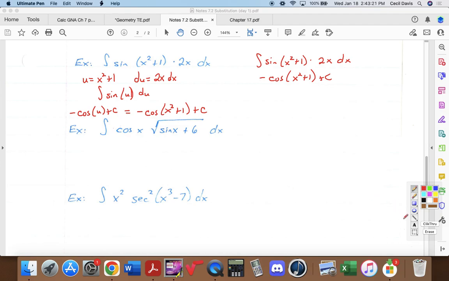All right, for this next one, the very first thing I would do would be to rewrite it so that it's easier to see that we have a composite function and it's a power. Sine of x plus 6 to the 1/2 power times cosine of x dx.